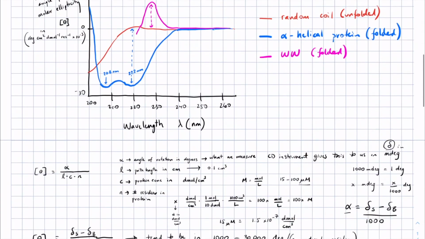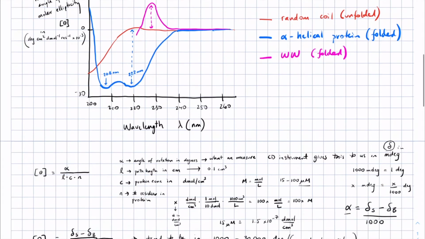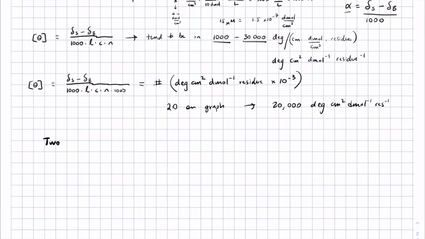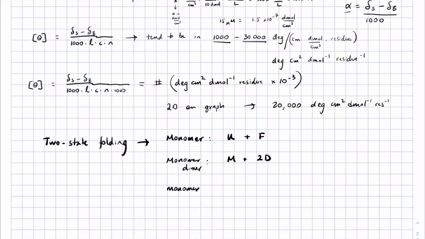Now, how does this apply to two-state folding? All right, remember that for two-state folding, all we have in solution are, for a monomer folding, unfolding situation, all you've got is unfolded state plus the folded state. Okay. For monomer dimer, you've got monomer plus 2 times the dimer concentration. Monomer trimer, you've got monomer plus 3 times the trimer concentration. For monomer tetramer, you've got monomer plus 4 times the tetramer concentration. Okay.